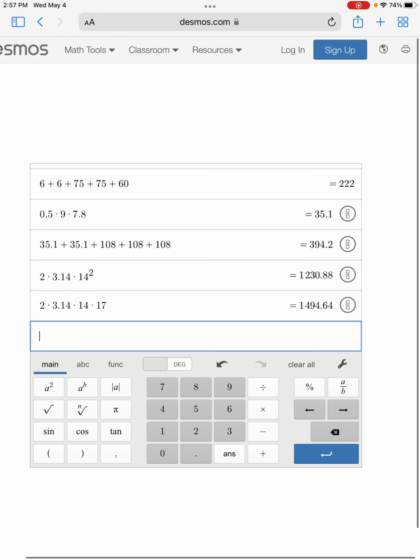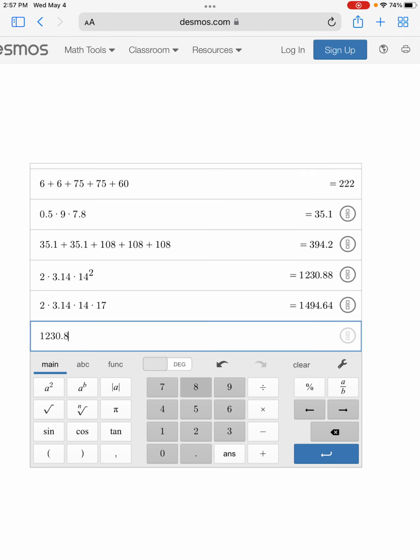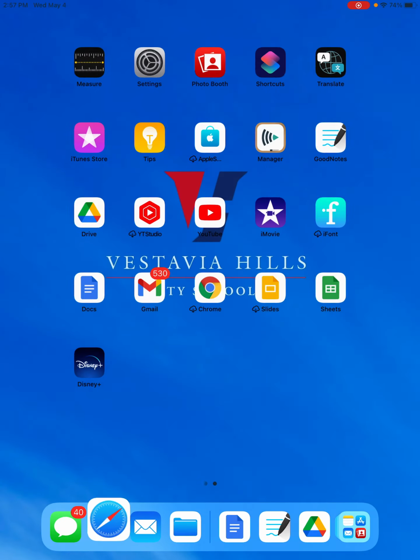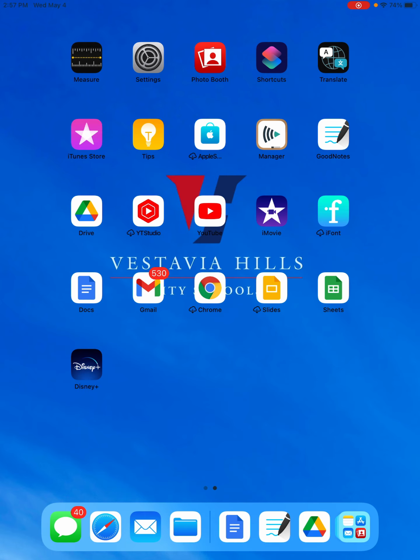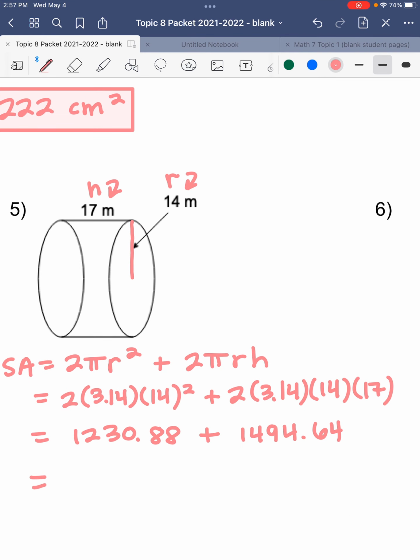So now I'm just going to add those two pieces together. So back to my calculator, 1,230.88 plus 1,494.64, and I get 2,725.52. So 2,725.52. And don't forget your units, it's square meters.